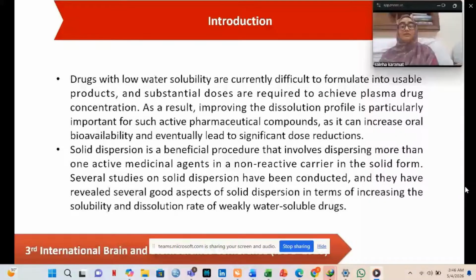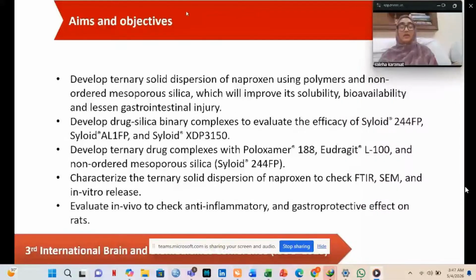The aim and objective of my presentation is to develop a ternary solid dispersion of naproxen using polymers with non-ordered mesoporous silica that will improve its solubility and bioavailability and also reduce gastrointestinal injuries, and to develop binary solid complexes with different grades of silica such as Sylysia 244FP, Sylysia AL1FP, and Sylysia XTP3150. And to develop ternary solid dispersions with different polymers like poloxamer 188 and Eudragit L100 with the non-ordered mesoporous silica of 244FP. I use 244FP as it increases the solubility as compared with the other grades of silica.